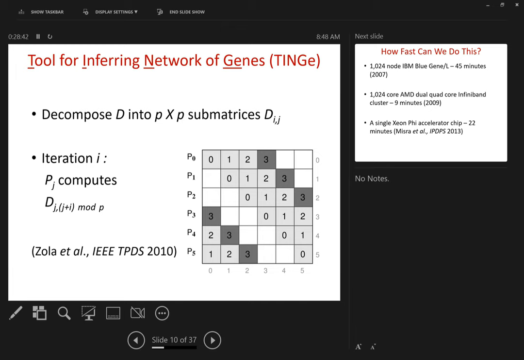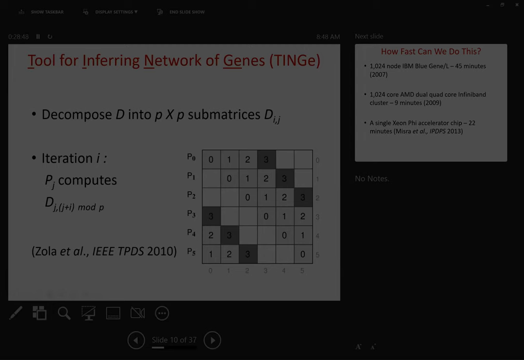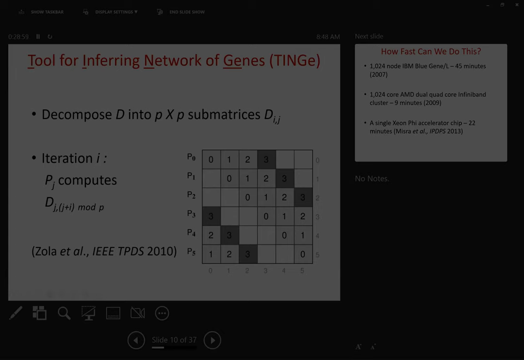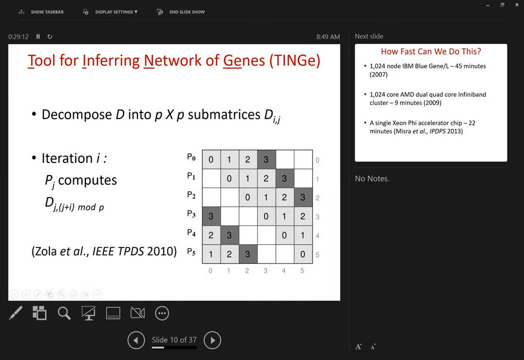There's a neat formula for this: the processor with rank J computes the subblock of the matrix given by (J, (J + I) mod P). The main advantage of this kind of decomposition is that the data flow is very simple. If I want to compute a submatrix, I need all the gene vectors of the rows and all the gene vectors of the columns, right? The rows are genes, columns are genes, and then I need the gene expression vectors. Each processor is given a set of rows, and these are disjoint, so you can easily do distributed memory parallel.